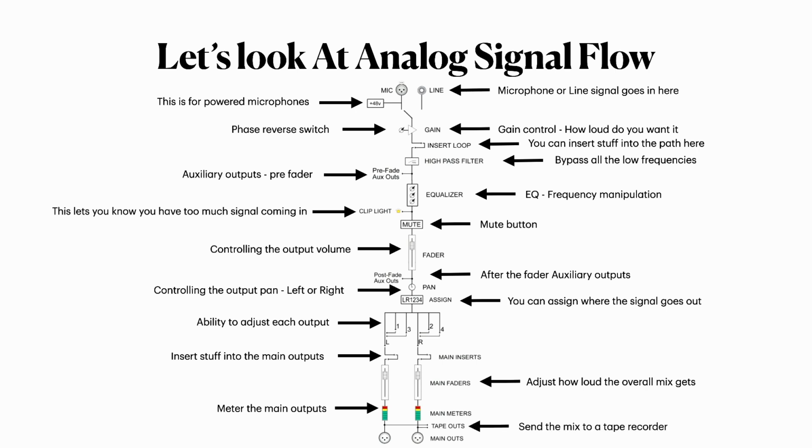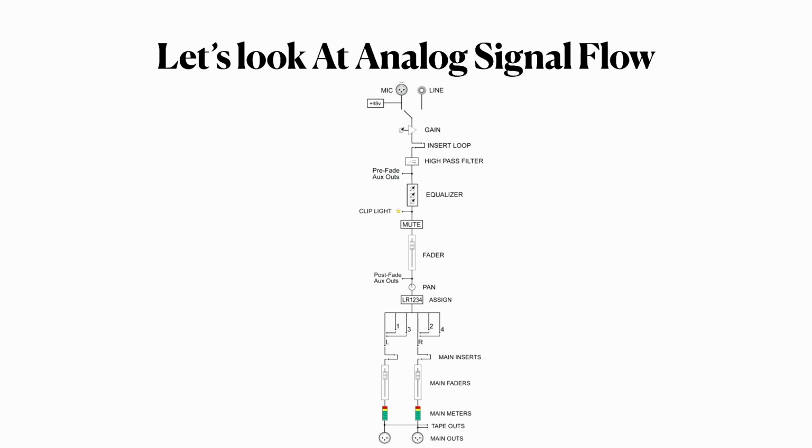Okay, some consoles have a tape output, so you can send it straight to a tape recorder as well as the main outputs going to the speakers. Okay, so keep in mind that this thing starts at the top and goes out the bottom. Okay, that's generally the way the signal flows. It starts at the top and goes out the bottom.